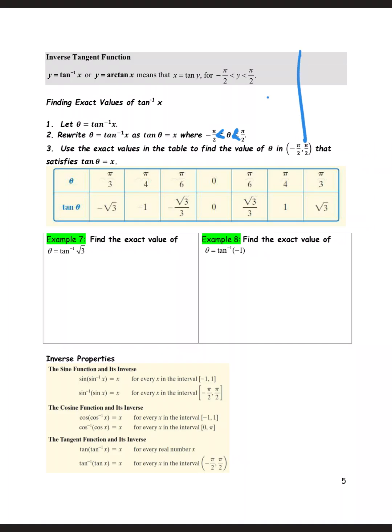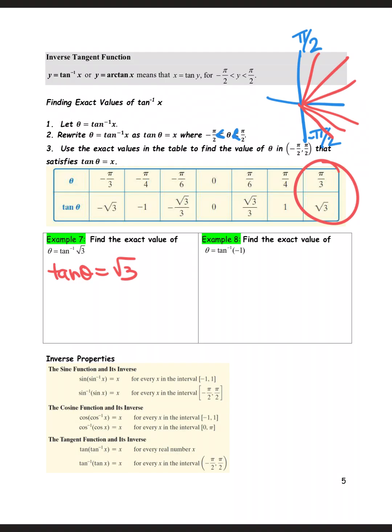Once again, this time, my answers are in quadrant 4 and 1. But you have to use the negative angles in quadrant 4. And then in quadrant 1, it'll be the positive angles. You can use the unit circle or you can remember the table. So we have theta equals the inverse tan of square root of 3. Well, where does tan of theta equal square root of 3? Well, that occurs at pi over 3.